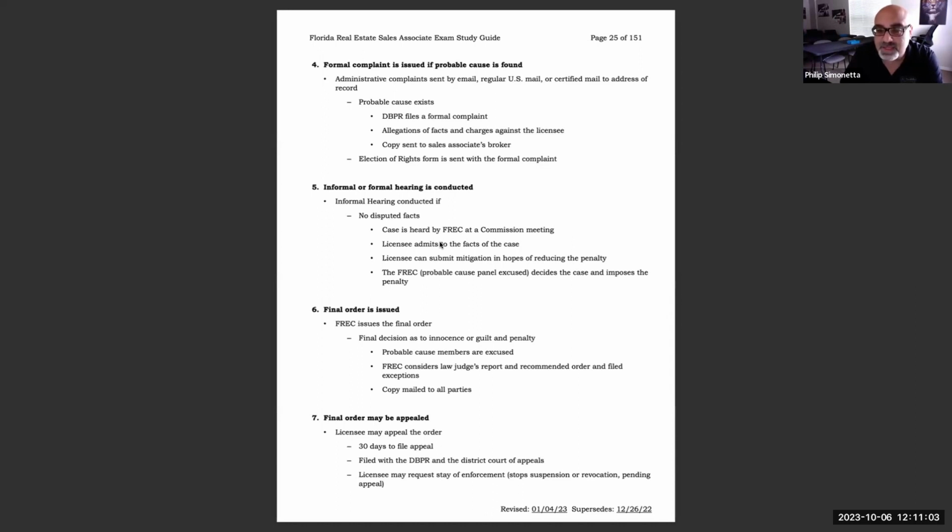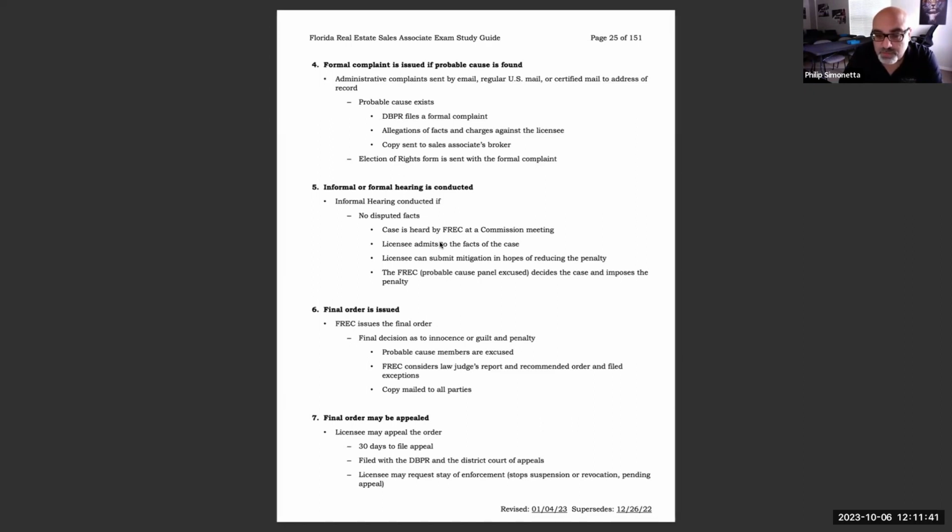The licensee can submit mitigation in hopes of reducing the penalty. The FREC probable cause panel will be excused, and then they decide the case and impose the penalty at that point. FREC issues the final order, the final decision as to innocence or guilt, and the penalty. FREC considers the law judge's report and recommended order and filed exceptions, and copies are mailed to all parties.